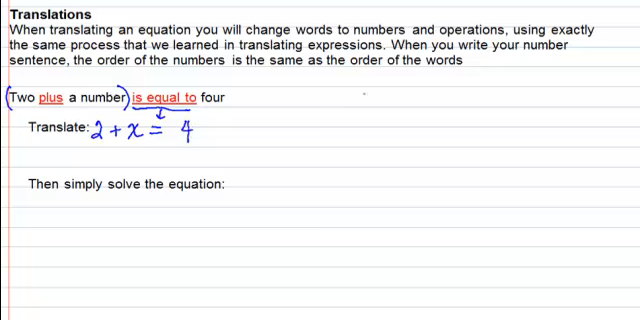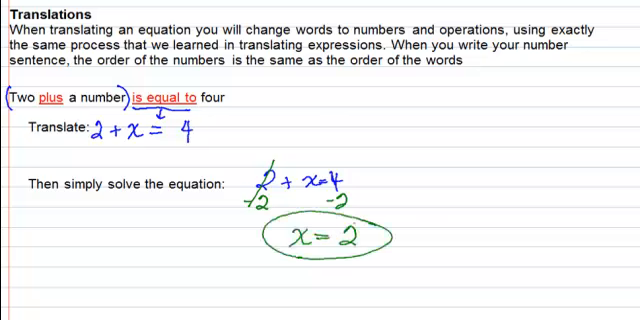So now we've got this lovely little equation, and once we've identified that equation, all we have to do is solve it. So how do we solve that? We simply isolate the variable, and we're left with x is equal to 2, and we're done.